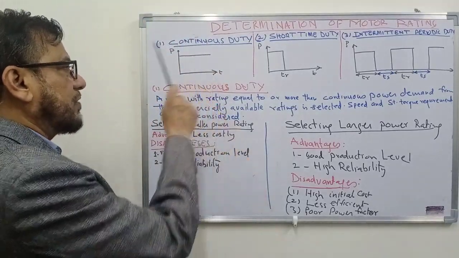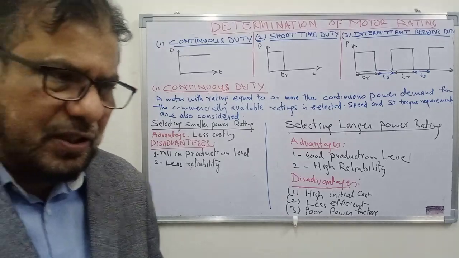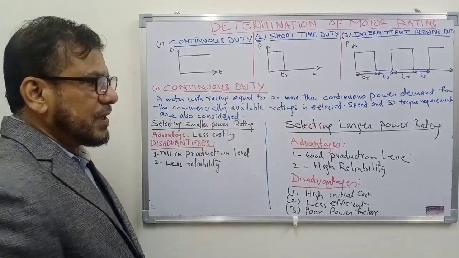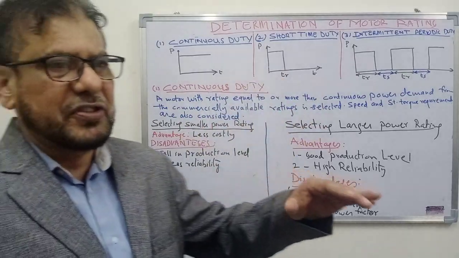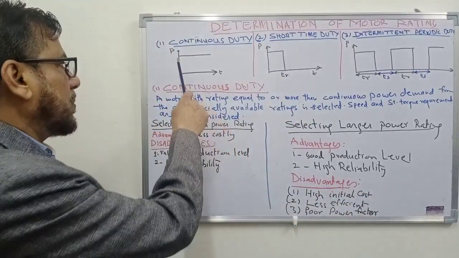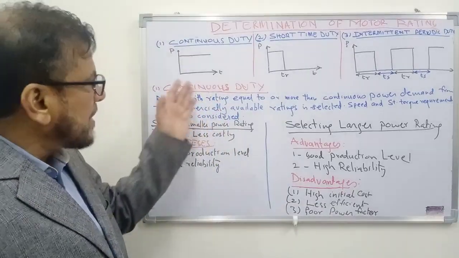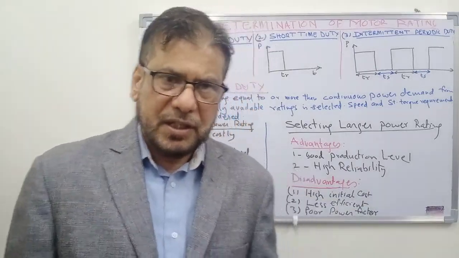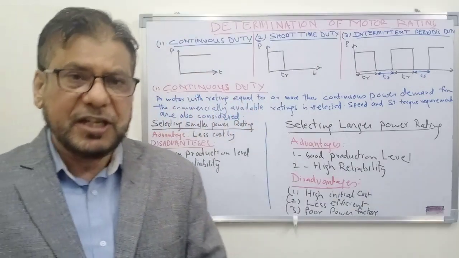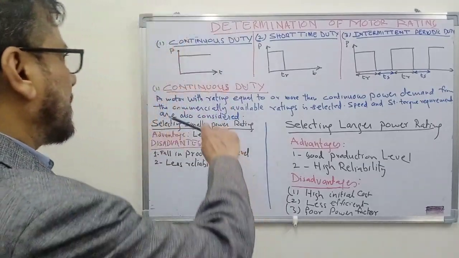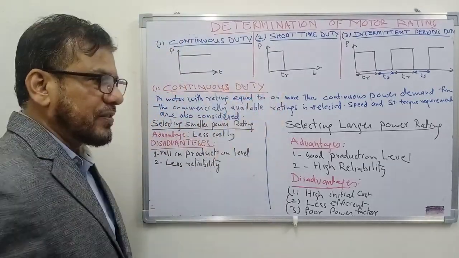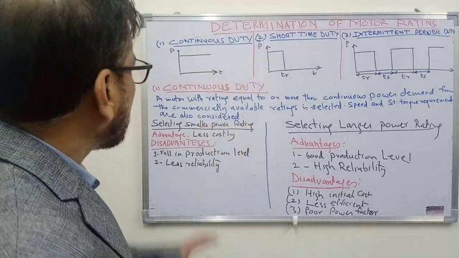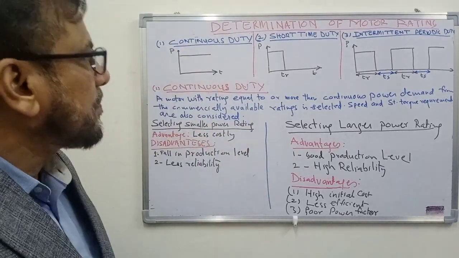So, what is the meaning of continuous duty? As the name suggests, the motor is loaded continuously. That is, it is loaded for enough time that the motor reaches the final steady state temperature rise depending on the load on the motor. So the time for which the motor is loaded is more than or much more than the thermal time constant or heating time constant of the motor. So motor will heat up as the motor is loaded, and finally it will reach the final steady state temperature rise. So this is known as continuous duty.